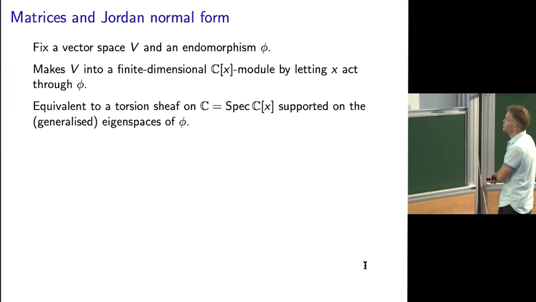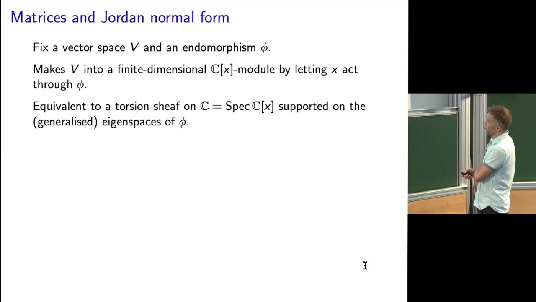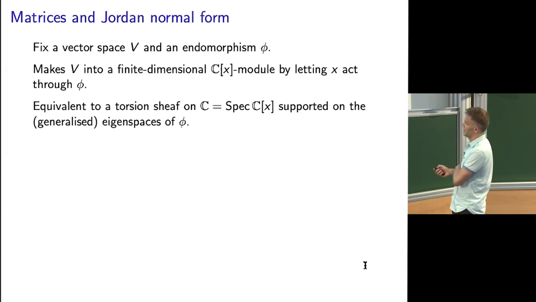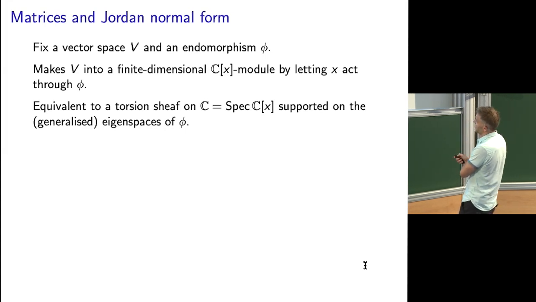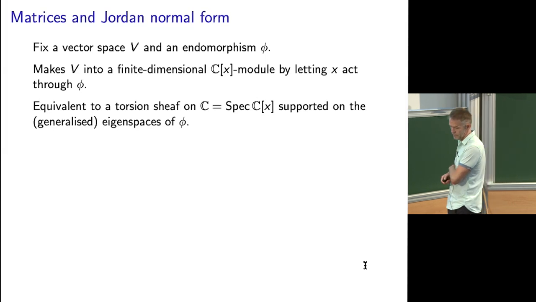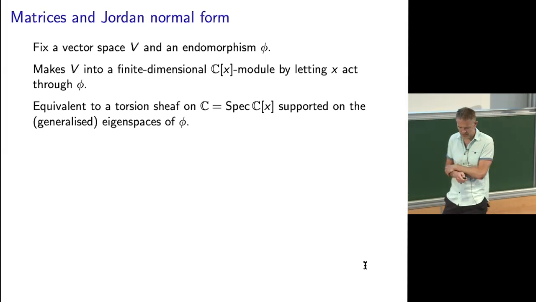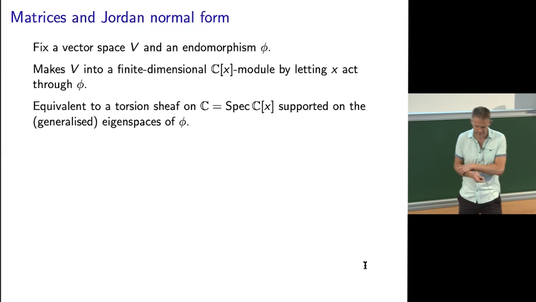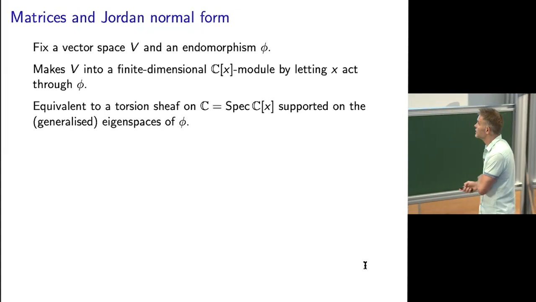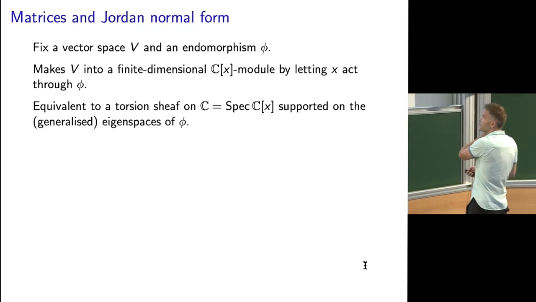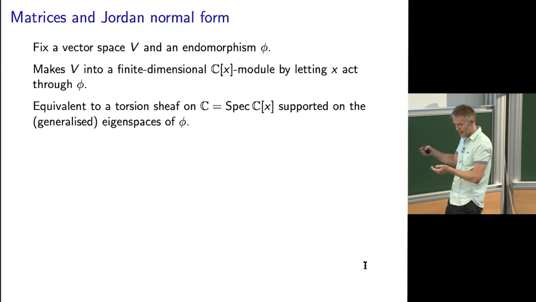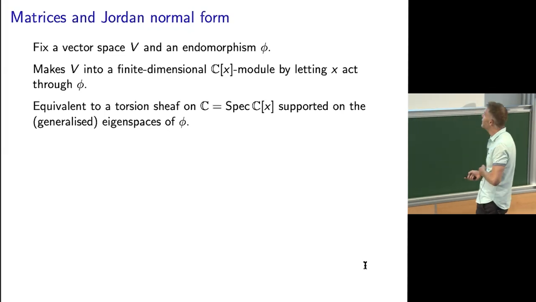So we get a torsion sheaf supported, maybe exercise, check you're happy with this, that it's supported on the eigenvalues of phi. That's why Spec is called Spec. It's spectrum. It's to do with eigenvalues. Now, the points of Spec C[X] are the eigenvalues of the operator X.